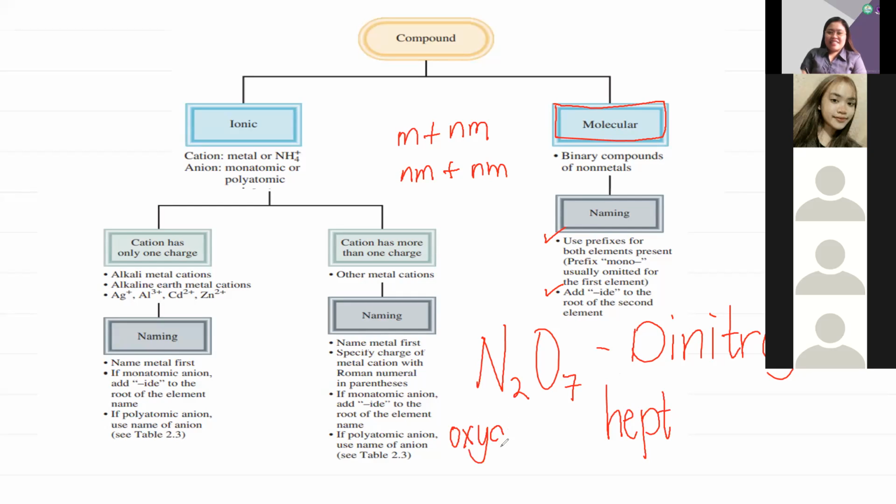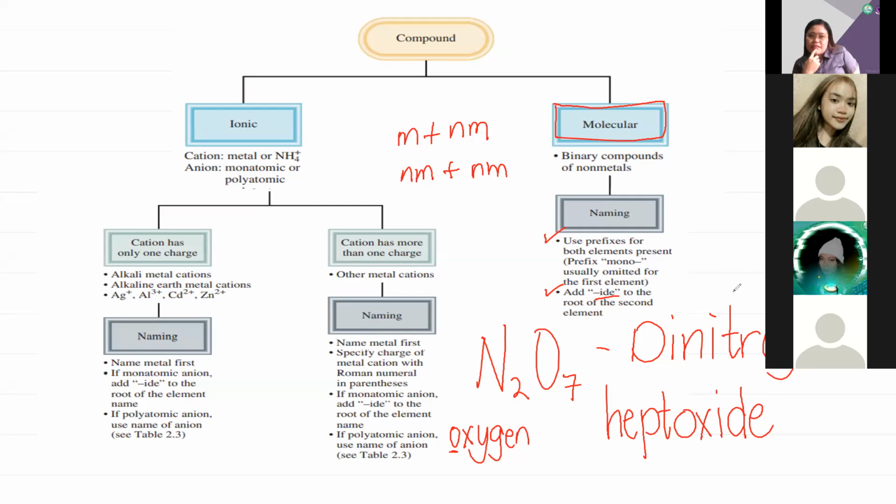Okay. The element is oxygen, so it starts with O. So vowel yan siya. So hep lang. And then remember the second element, ang iyahang ending is to be changed into IDE. That is why we call this oxide. So this is the correct answer: dinitrogen heptoxide. So nasabtan to kasi ito nag-answer. Lindsay? Okay, ma'am, nasabtan na.